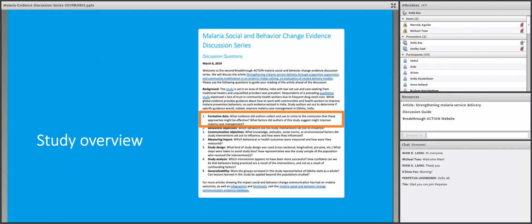So we'll be going along with the discussion guide. I hope you have this. And here we are going to start answering the very first question on the discussion guide, which says, what evidence did authors collect and use to come to the conclusion that these approaches might be effective?